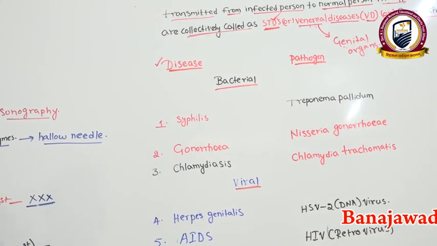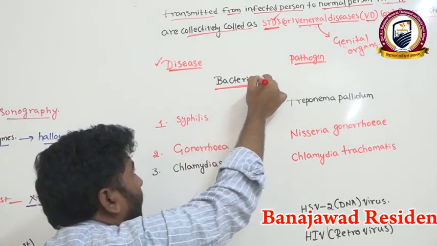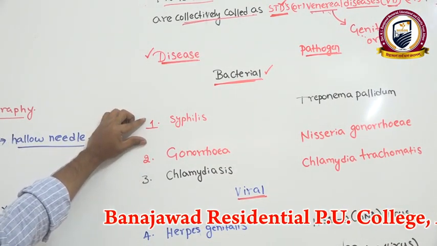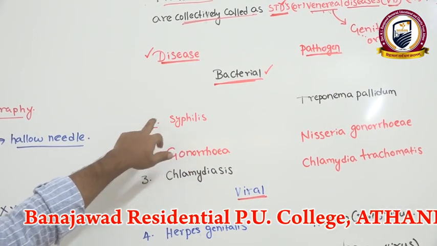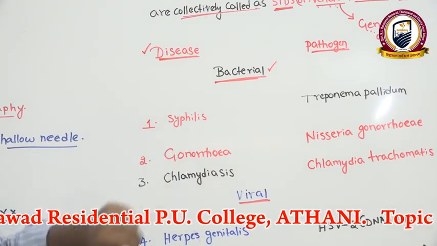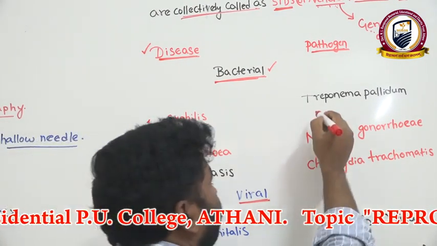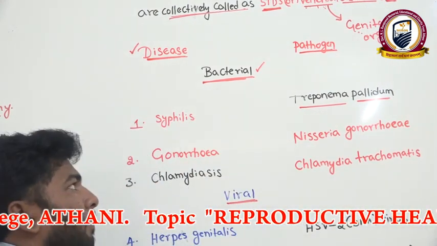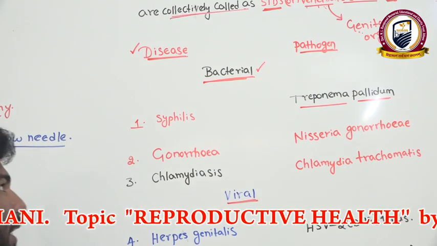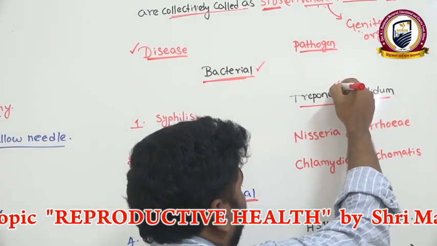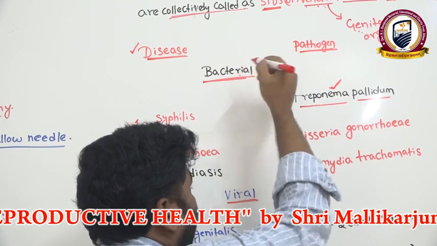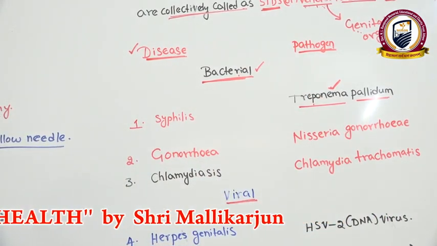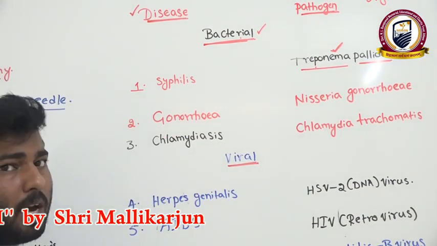First we are explaining the bacterial diseases. First one, syphilis. Syphilis is a bacterial sexually transmitted disease. It is caused by Treponema pallidum, a microorganism, especially a bacterium, which causes syphilis. Now, symptoms we will discuss commonly afterwards.